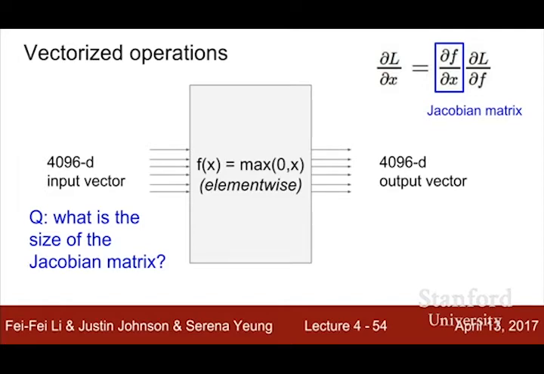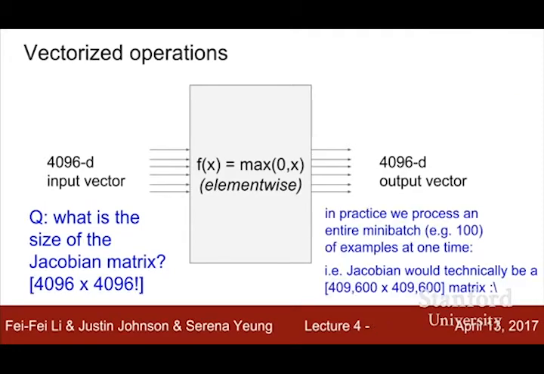Okay, so the answer I heard was 4096 squared, and that's correct. So this is pretty large, 4096 by 4096. And in practice, this is going to be even larger because we're going to work with mini-batches of, for example, 100 inputs at the same time, and we'll put all of these through our node at the same time to be more efficient. So this is going to scale this by 100, and in practice our Jacobian is actually going to turn out to be something like 409,000 by 409,000. So this is really huge and basically completely impractical to work with.